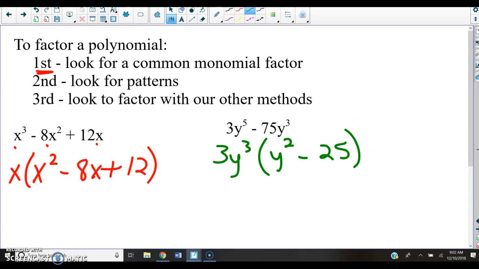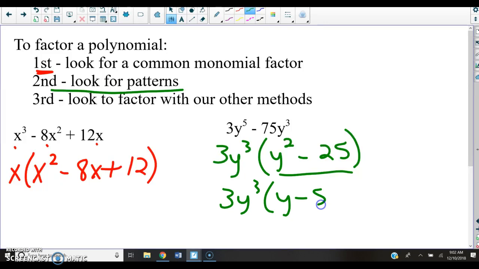Okay, the second thing you want to do is look for your patterns. Now this is a difference of two squares, so that is a pattern that we know. That should be y minus 5, y plus 5 as two different factors. Does not matter which one comes first.